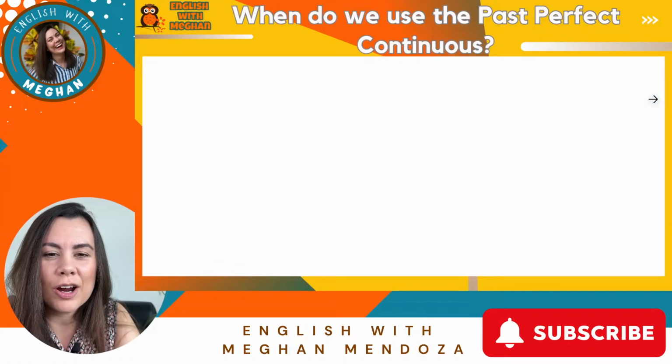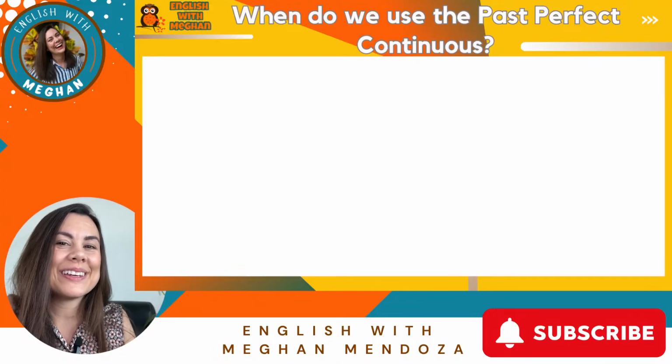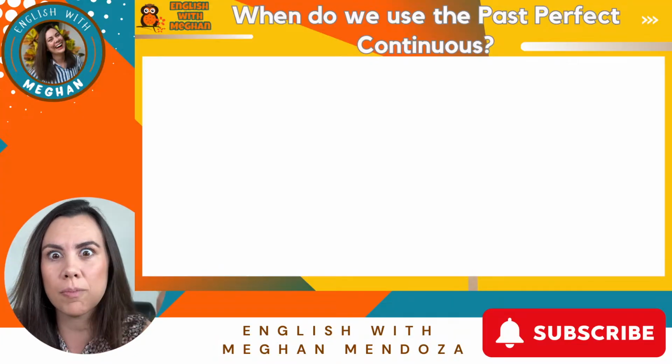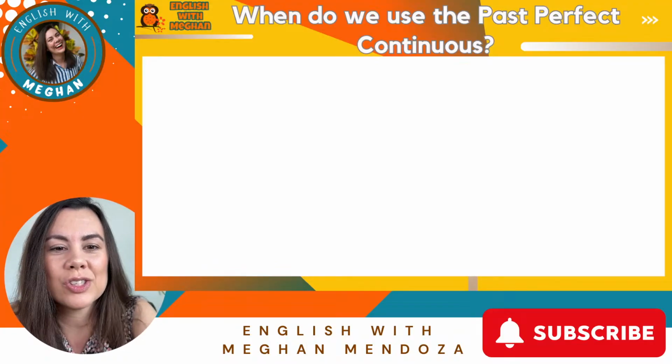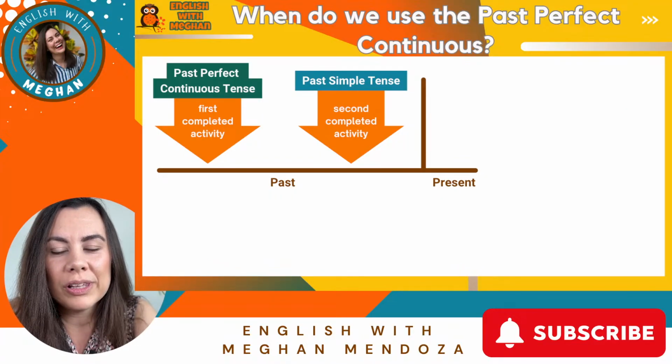But now let's talk about when to use the past perfect continuous, because this is just as important, if not more important, than knowing the structure. Okay, so when do we use it? Hopefully this helps.